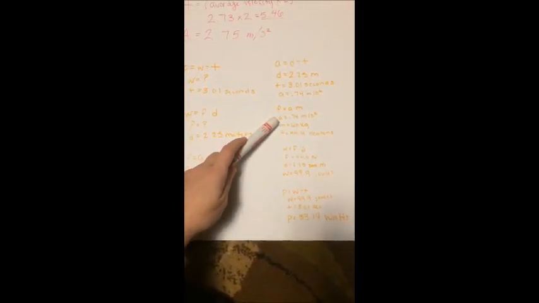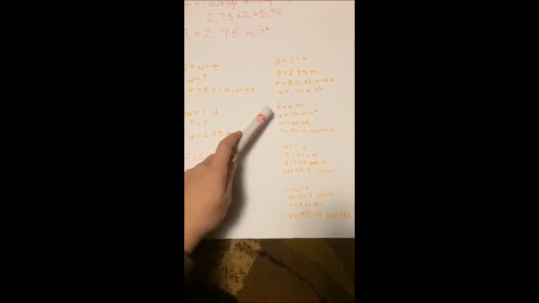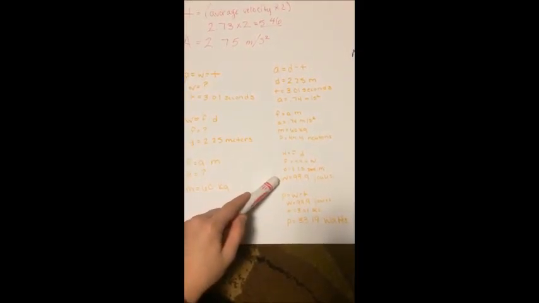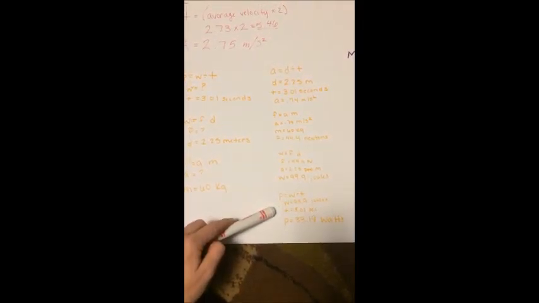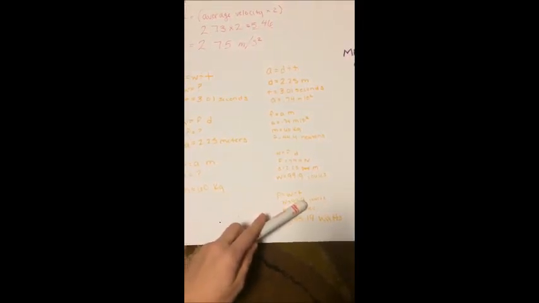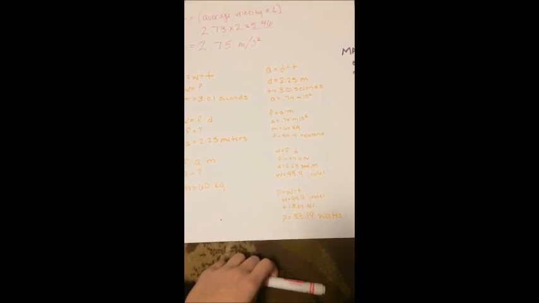So then we plug the acceleration into the force formula, which would end up being 44.4 newtons. And then we put that into the work formula, and that ends up making 99.9 joules. And then we put it finally back into the power formula, which is work divided by time. And so we would get 33.19 watts for power.